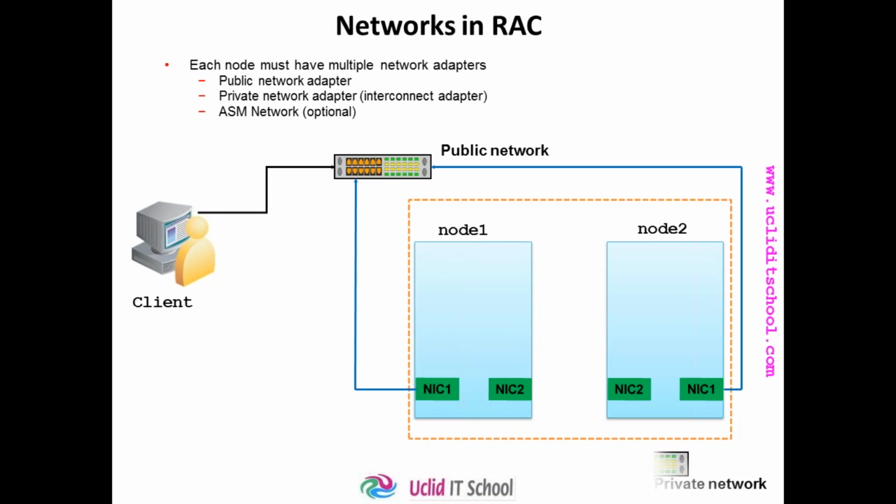a RAC also has a private network, as shown in this diagram, the red one. NIC2 implements the private network. It is going to another switch which is private, which is not connected to the public network. So this is the private network, which is used by the nodes in the cluster to communicate among themselves.